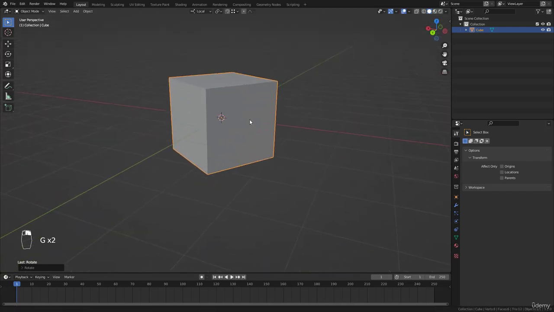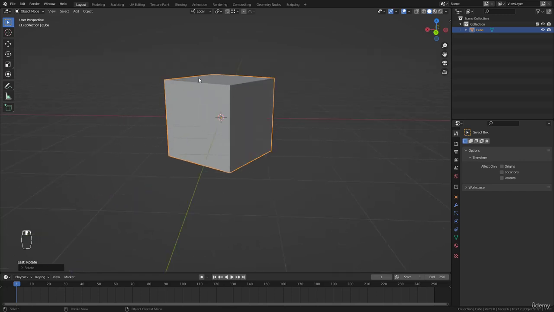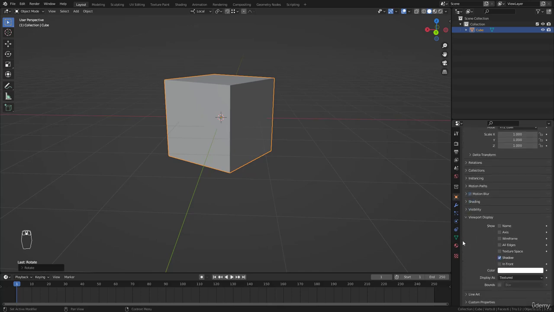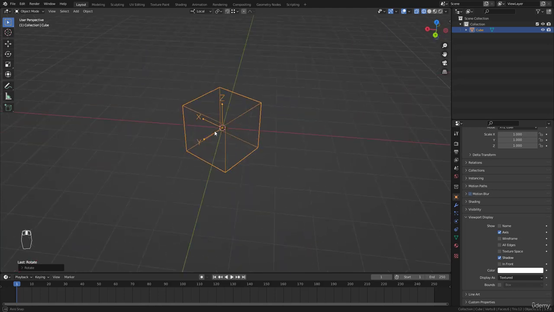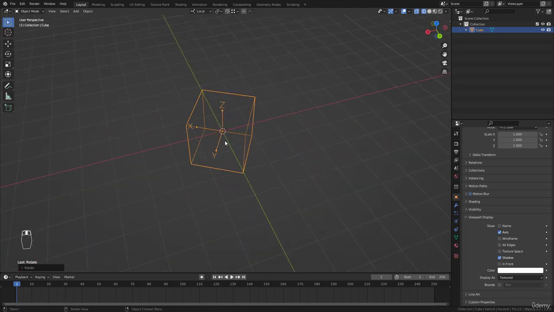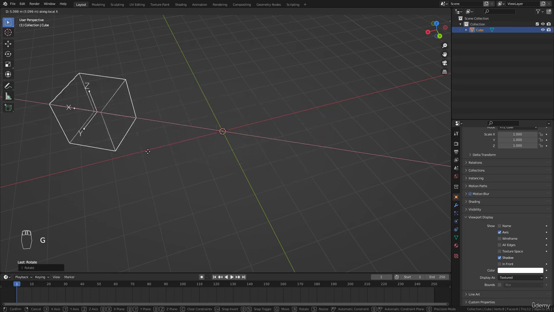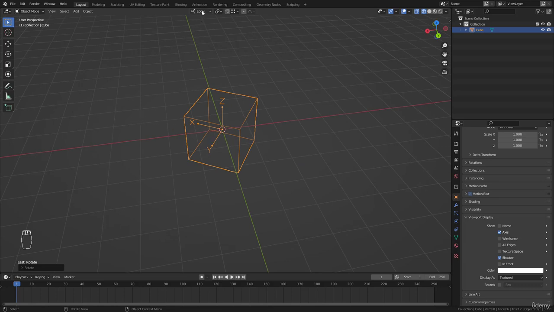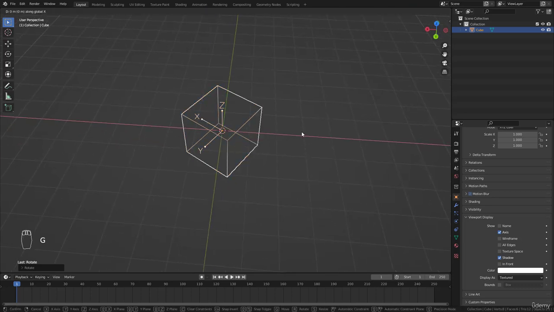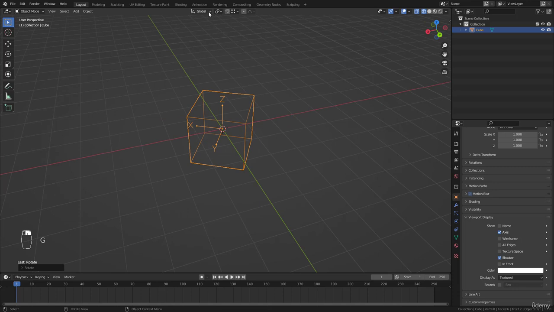One more thing, we can actually visualize the object's own axis by coming here to viewport display and turning on axis. And let's go into wireframe mode. Now you can see the object's own local axis. For example, gx moves it along its own x-axis, because we are in local orientation. If we go back to global and gx, it moves along the global x-axis. So I think you understand the difference between them.